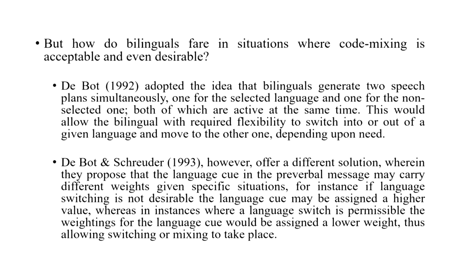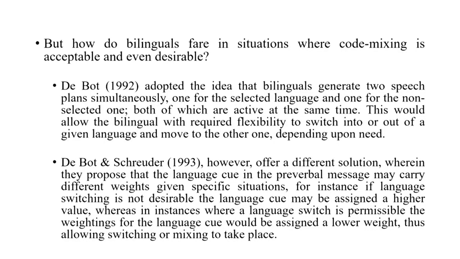But one of the things that remains is, how do bilinguals fare between language mixing, code mixing, and language switching? Now, Dijkstra initially adopted the idea that bilinguals would generate two speech plans simultaneously, one for the target language, one for the non-target language, both of which will be active at the same time. This would allow the bilingual flexibility to switch into language one and language two at any point in time, depending upon who the listeners are and how the situation is. A lot of times you are surrounded by people who understand both the languages that you know, and you feel comfortable switching into or out of a given language.